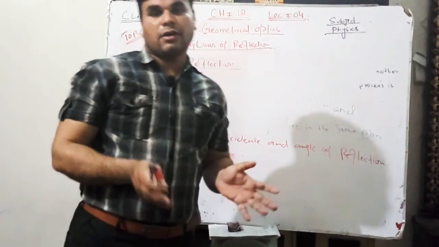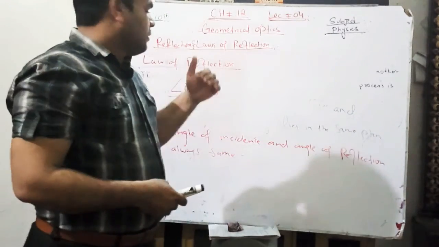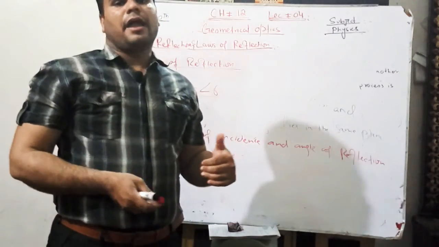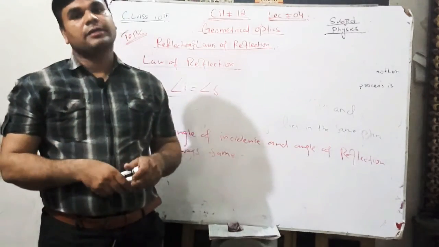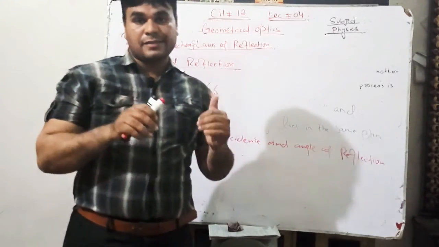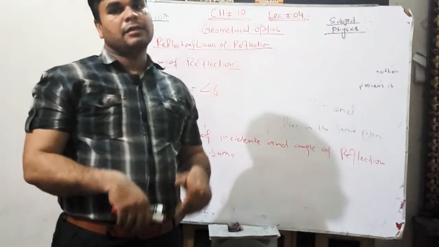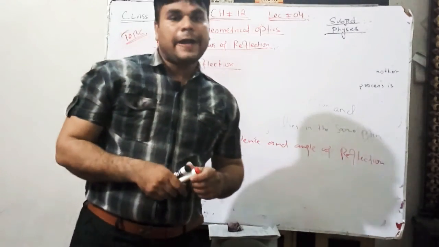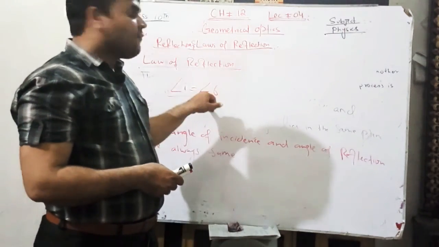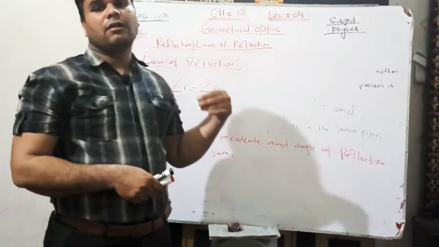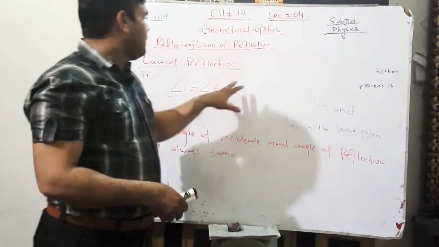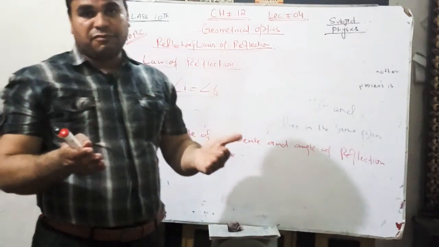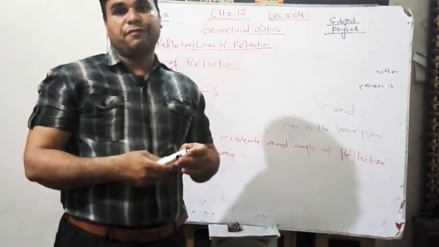I repeat again, the laws of reflection. The incident ray, the reflected ray, and the normal always lie in the same plane at the point of incidence, and the angle of incidence and the angle of reflection are always the same. So that was the basic law of reflection.